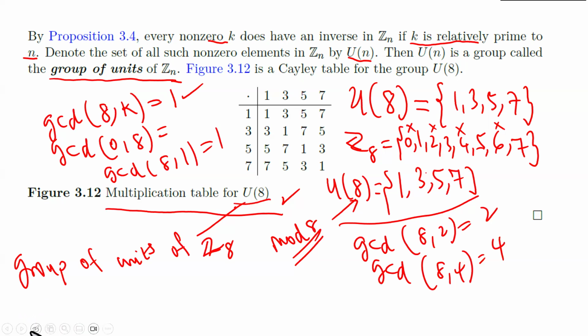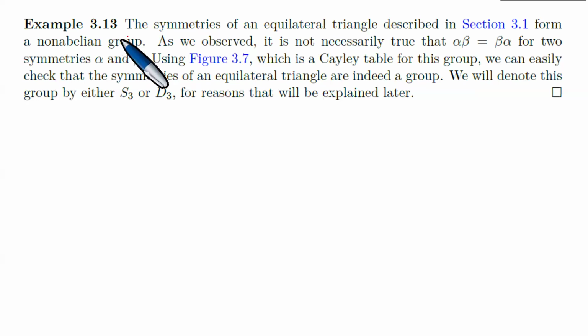We're going to discuss this example here. Let's discuss the symmetries of an equilateral triangle described in section 3.1. So we are saying that the symmetries of an equilateral triangle form a non-abelian group. As we observed, it is not necessarily true that alpha beta is the same as beta alpha for two symmetries, alpha and beta.